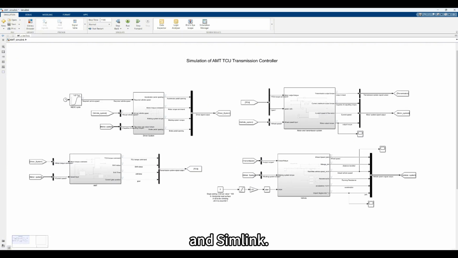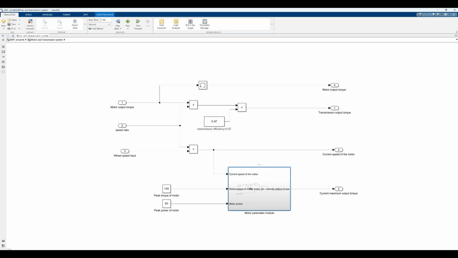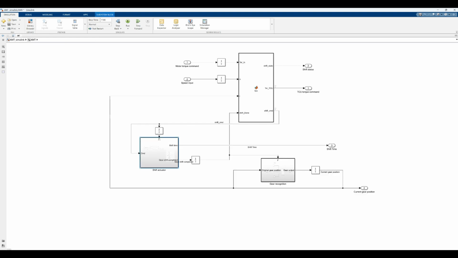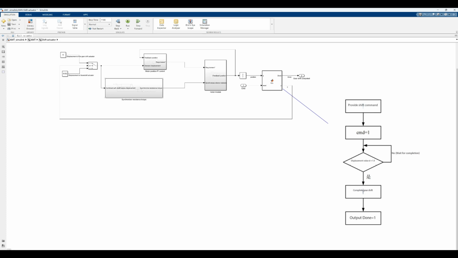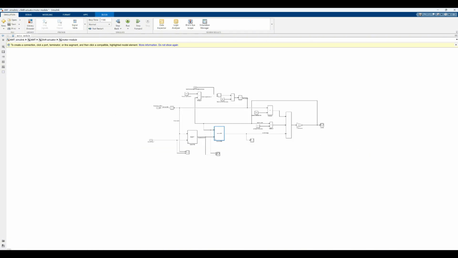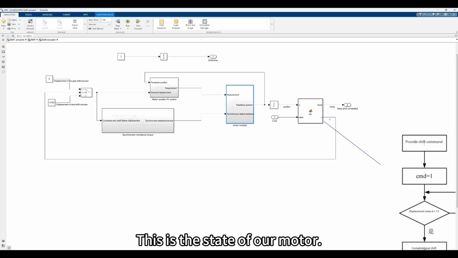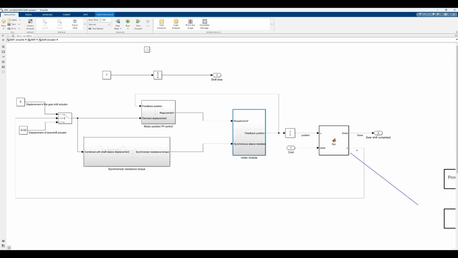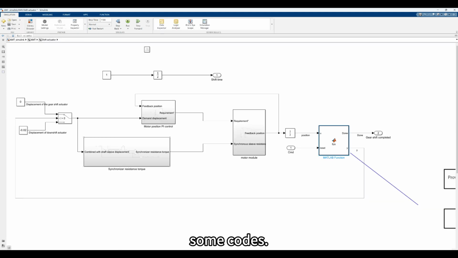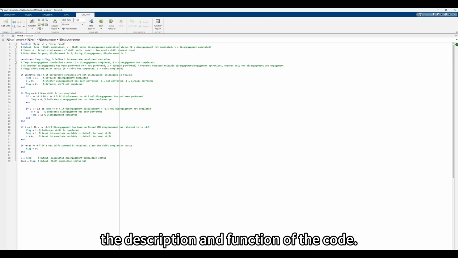In Simulink, next, let's take a closer look at the composition of each part. This is the controller. This is the state of our motor. Let's take a look at some codes, the description and function of the code.